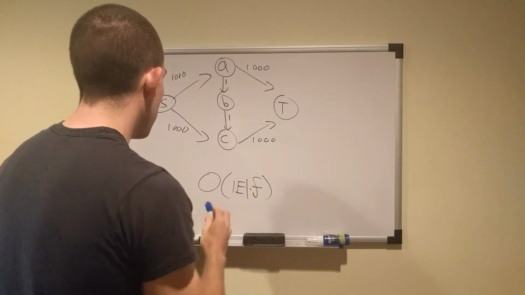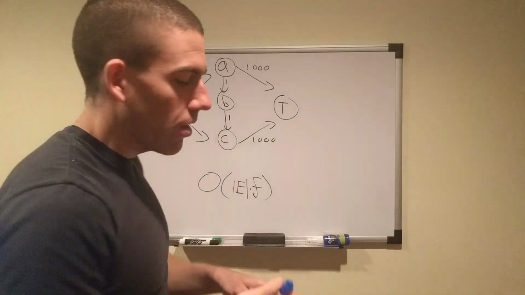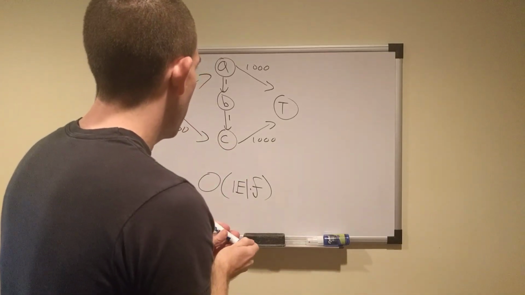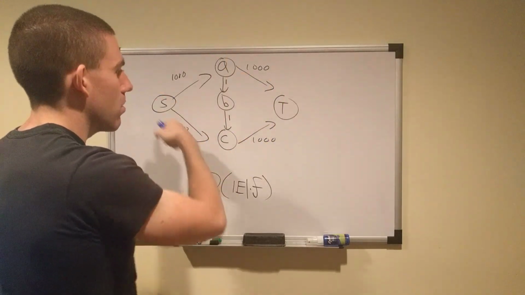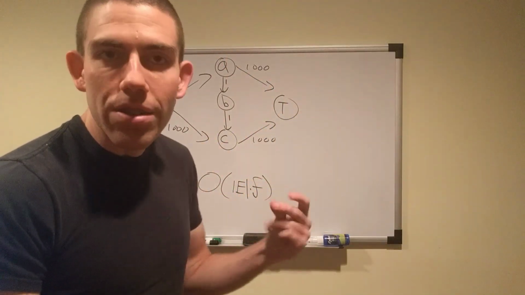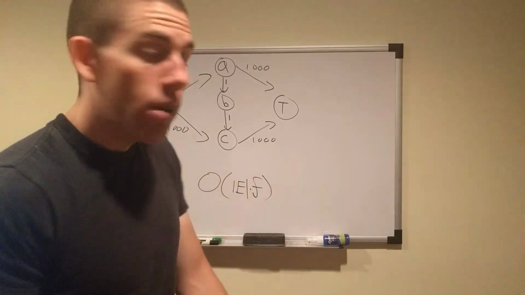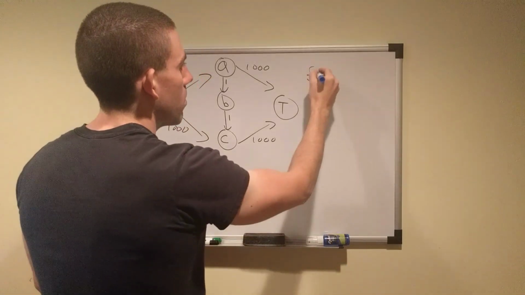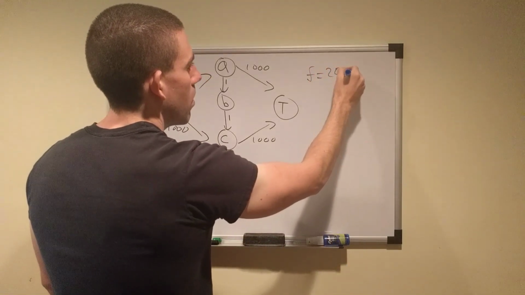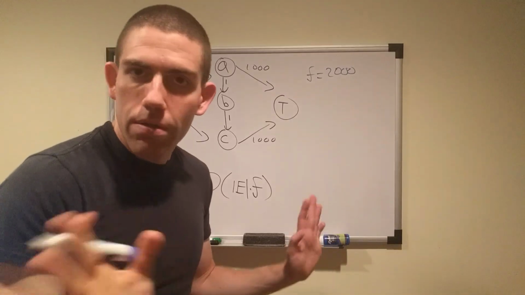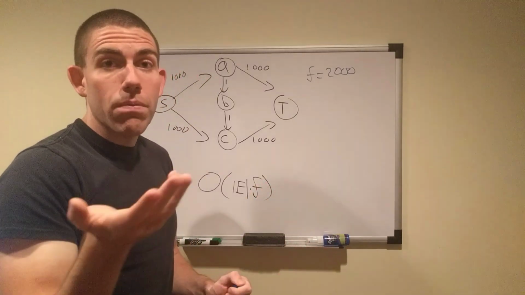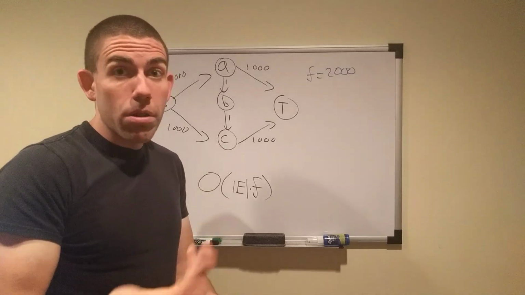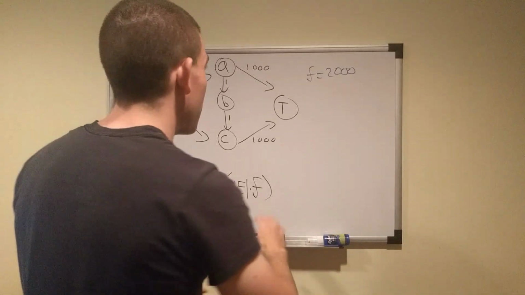So eyeballing it, if you were doing this by hand, obviously you would just send 1000 here, cancel this whole thing out, send 1000 here, cancel this whole thing out, and instantly in 2 moves, you as a human would get flow equals 2000. And that would be fine. But a computer might not do that. A computer relies on depth first search or breadth first search, and we don't know exactly what it's going to do every time.